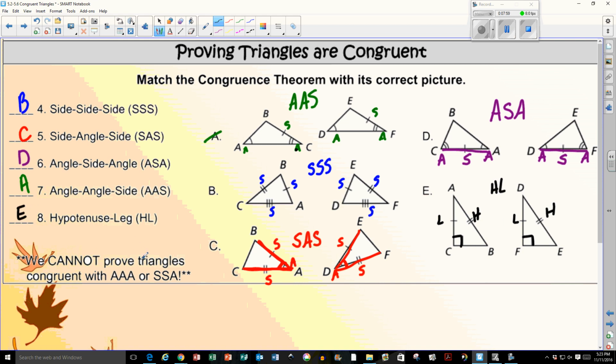We cannot prove triangles are congruent by angle, angle, angle. This one does not work. Or side, side, angle. Okay? So you cannot use these 2 at all. And we're going to get lots of practice, I promise, because I know this is a lot of information.